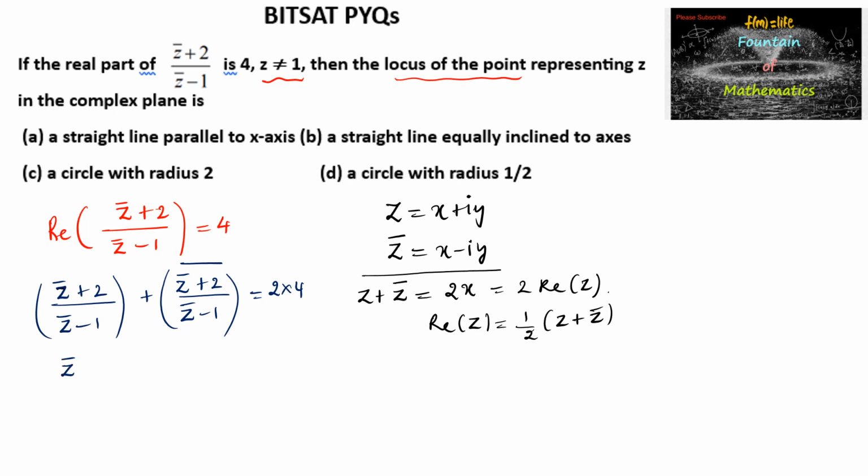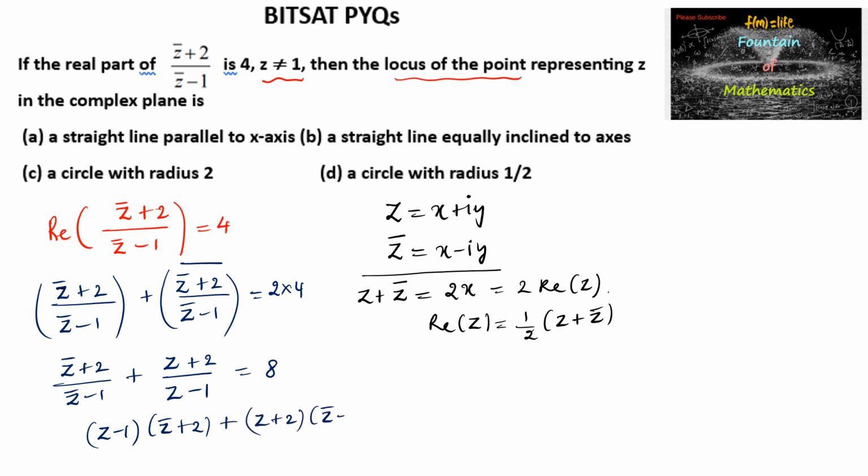So this can be written as (z bar plus 2)/(z bar minus 1) plus (z plus 2)/(z minus 1), since the conjugate of 2 is the same 2, a real number, equal to 8. Let us simplify this: (z minus 1)(z bar plus 2) plus (z plus 2)(z bar minus 1) is equal to 8 times (z minus 1)(z bar minus 1).